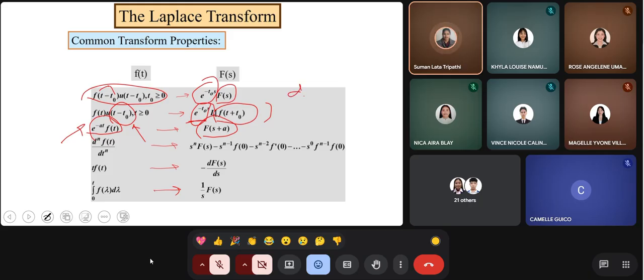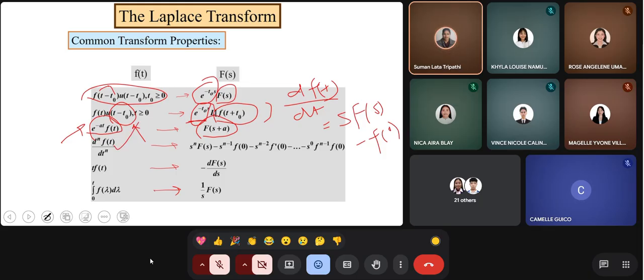And if it is a single differential, df/dt, then what was the formula? Then it is sF(s) minus f(0). This is for the single differential. And when it is a double differential, then s squared will come, minus s f(0), and then minus f'(0).